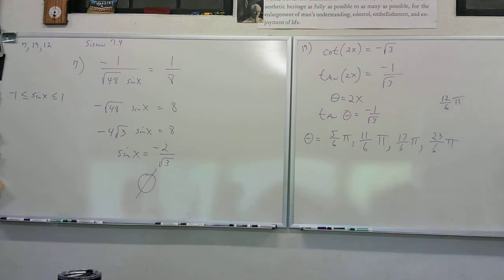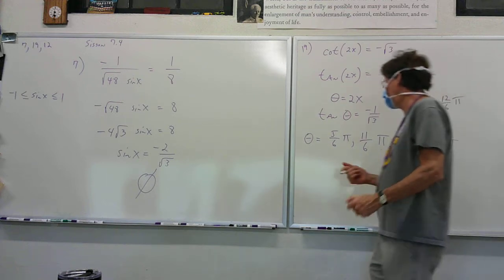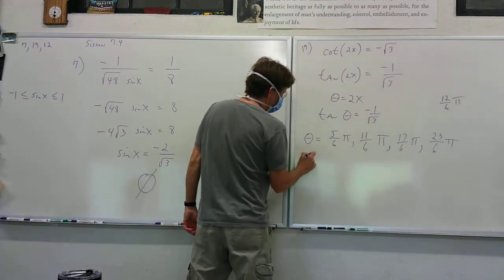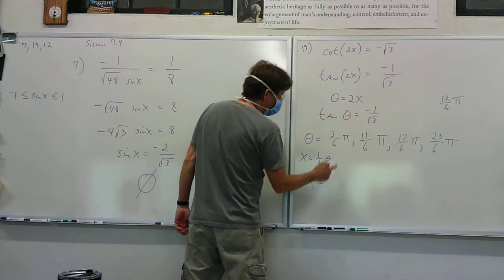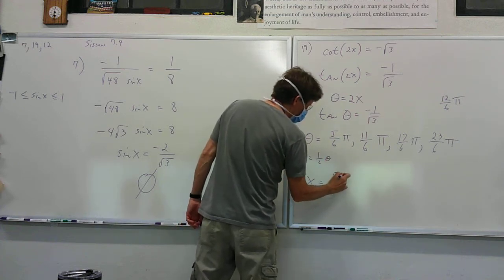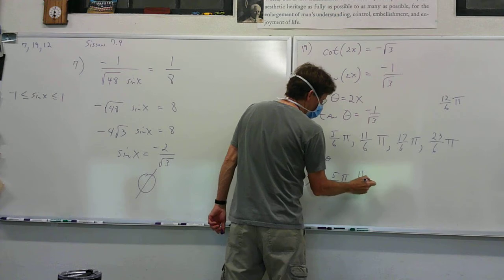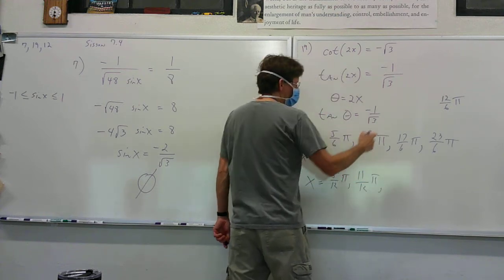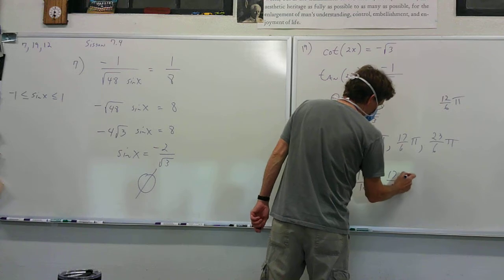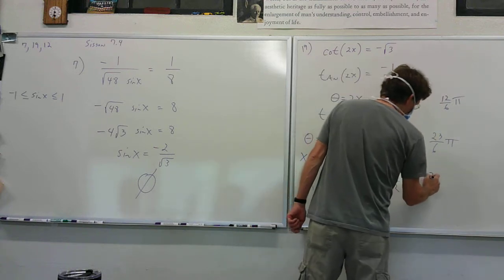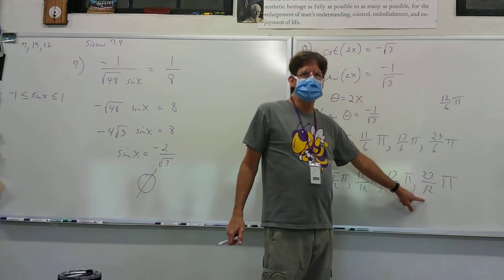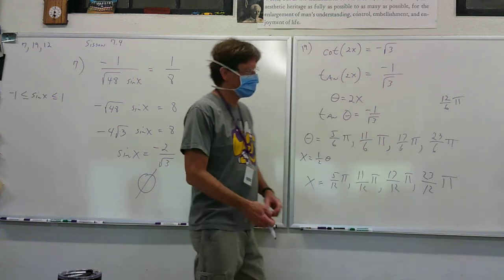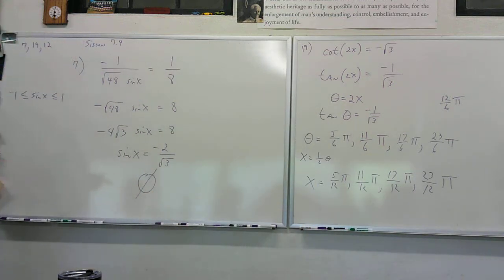Then all I got to do is determine x. And the easy way to determine x is realize that x is going to equal 1/2 of theta. So x equals half of that, 5/12 pi. Half of that, 11/12 pi. Half of that, 17/12 pi. Half of that, 23/12 pi. And do you notice how that's getting real close to 2 pi? See how that got real close to 2 pi by the time you got the last answer? Take half of all those. And I just want the solutions between 0 and 2 pi.